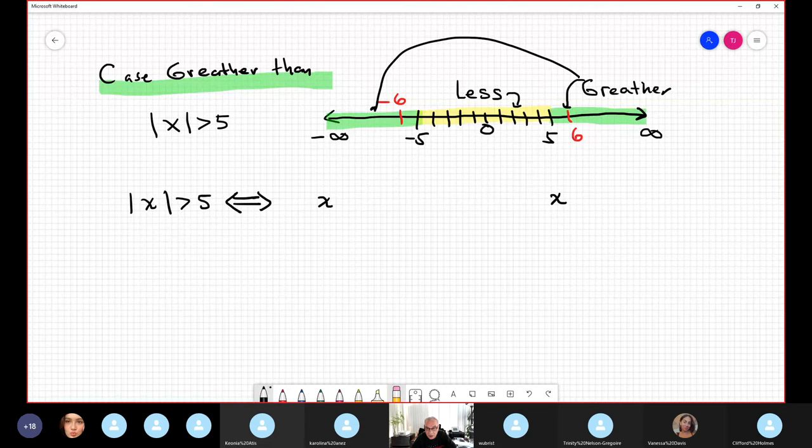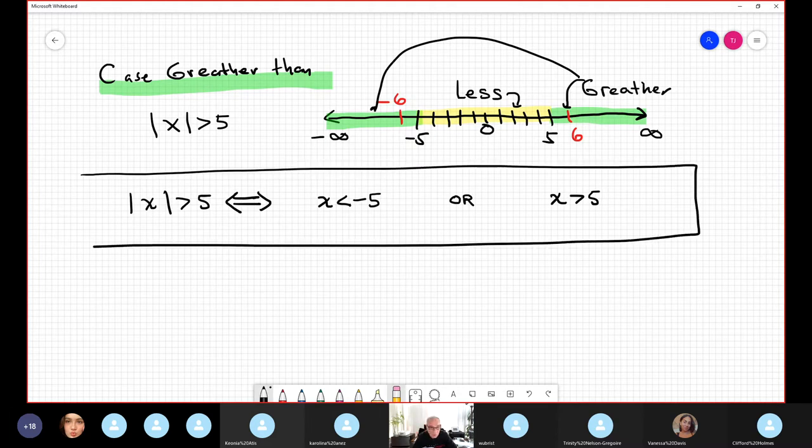And the first interval is more obvious, it's greater than 5. And the second interval is less than negative 5. And you connect them by or, it's union. Okay, this is the rule. When you separate, you copy the expression inside the bar, without the bar, two times separately, and you copy the right-hand side number, positive and negative.